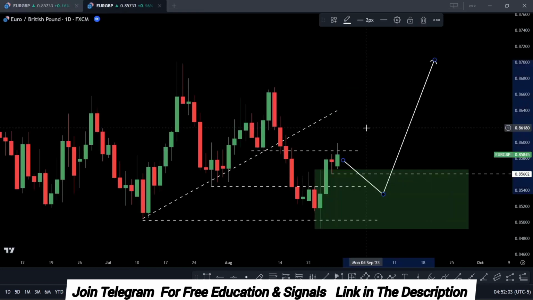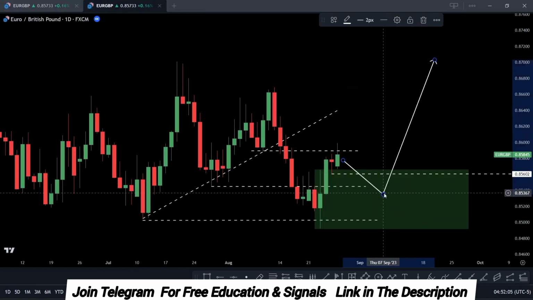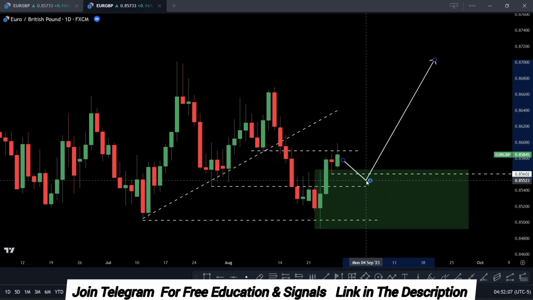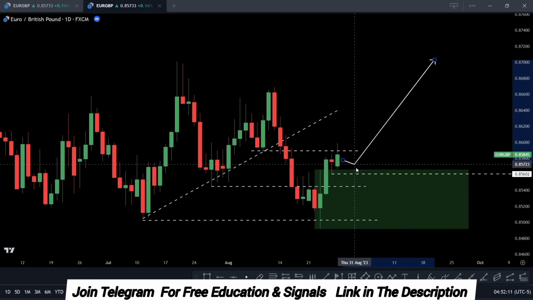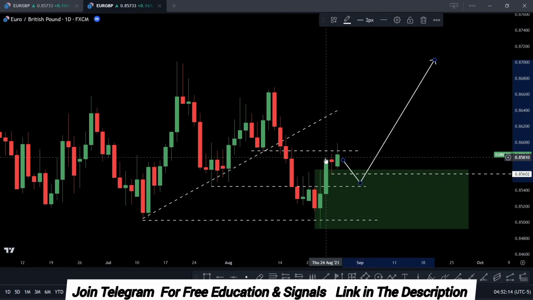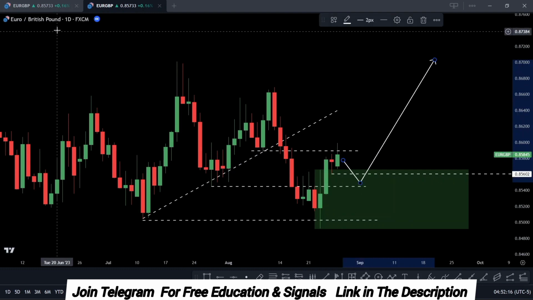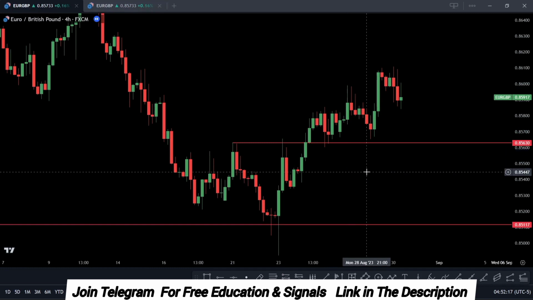Here we can see that on the daily level, from the daily time frame perspective, we are expecting the price to take the liquidity of this zone, come a little bit lower, and then give us good bullish momentum in order to take the entry. And on the 4 hours, we can see this is the price data.